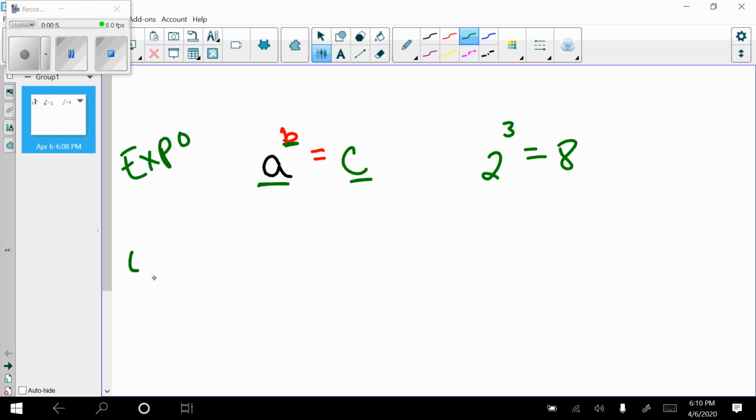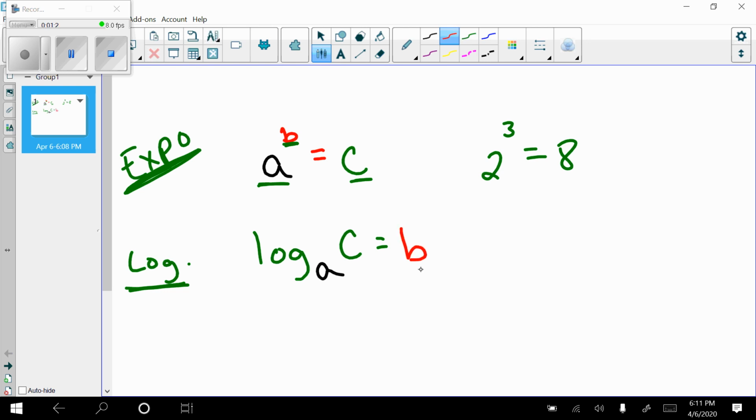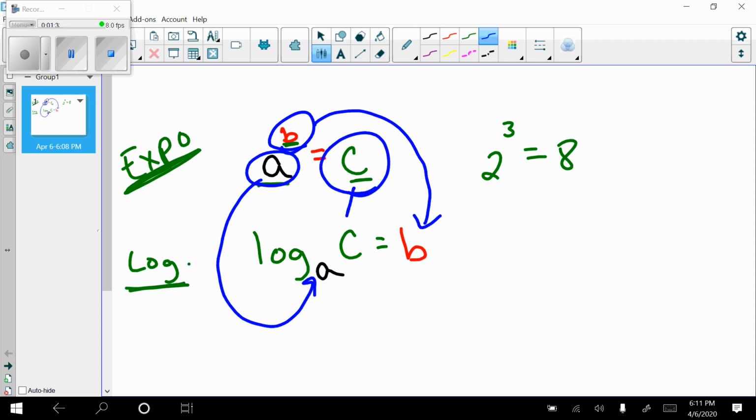What we're talking about today is called log form, and they're very related. If I want to take something in exponential form and put it in log form, it would look like this. Log, A would go there, C would go here, and then B would go here. So you noticed the A would go here, the B would go over here, and the C would go to here.